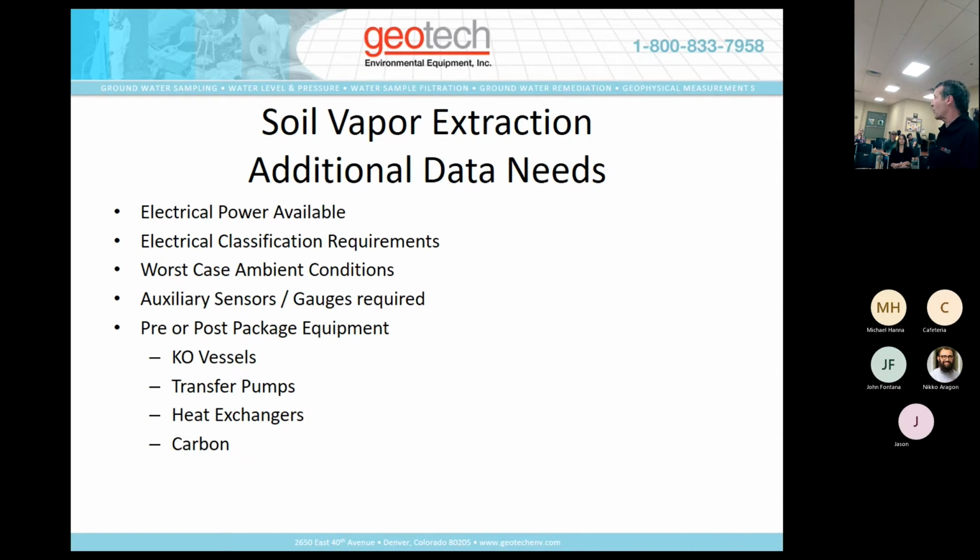What are the sensors or gauges that you require for the system? Are you looking for a system that's skid mounted? Are you looking for something that's installed in a trailer, in an enclosure? And what kind of devices do you need? Transfer pumps, heat exchangers, that kind of thing.